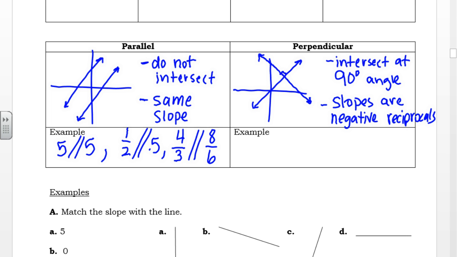And so an example of that would be 5 is perpendicular to -1/5. So the sign changes from positive to negative, and then the reciprocal means you take that value, that rational number, and you flip it over. So 5 is really 5 over 1, so I flip it to 1/5. Another example might be -4/3 is perpendicular to positive 3/4.